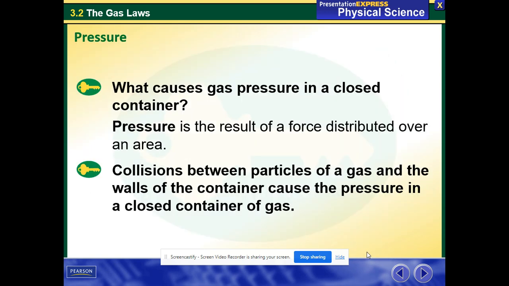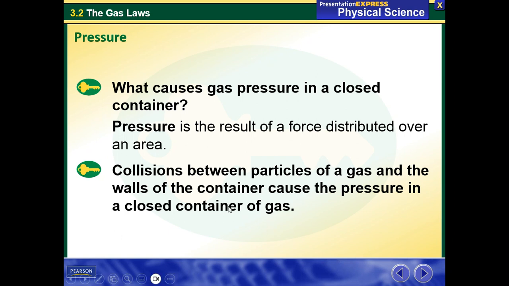So we're going to look at first pressure. We have to understand, what does this term actually mean? And our key question here says, what causes gas pressure in a closed container? We first have to understand that pressure is the result of two things: force distributed over an area. So typically our equation for pressure is pressure equals force divided by area.